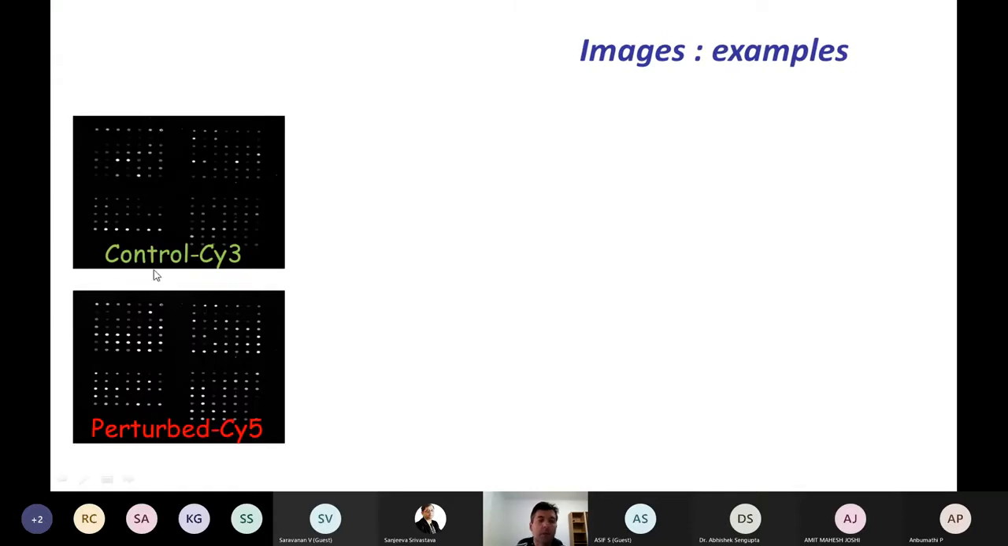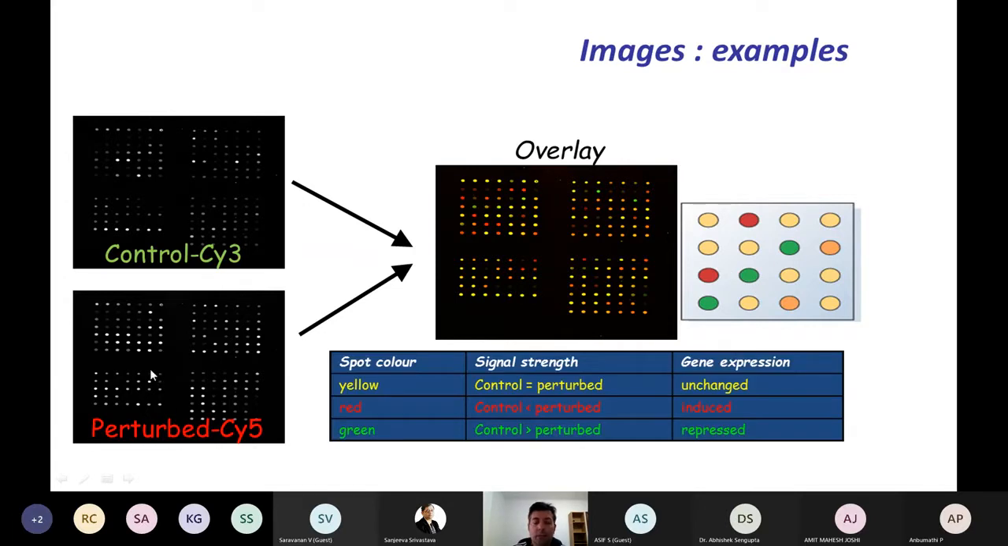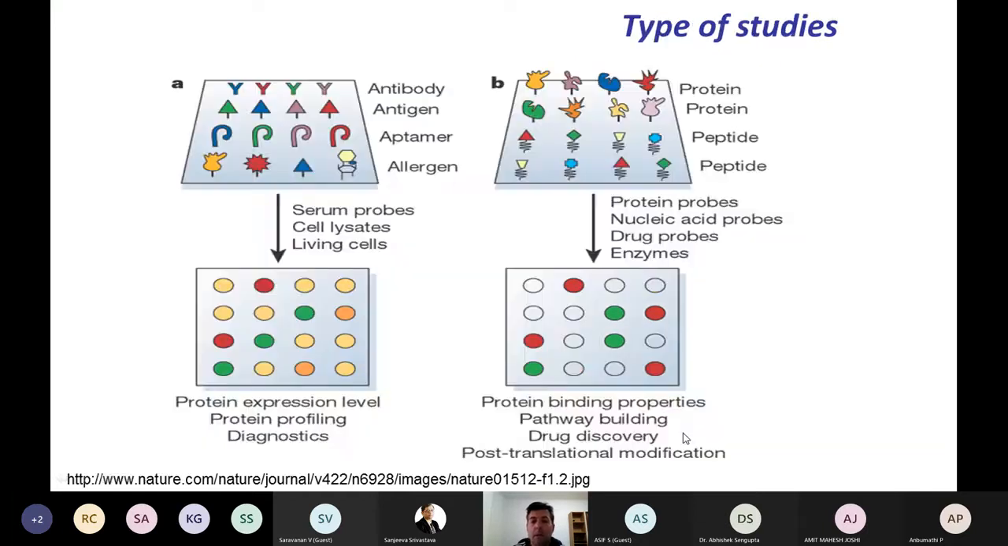This is a typical sample of a protein microarray image. This is the image scanned at 532 wavelength, the Cy3, and this is the image obtained with the Cy5 laser, the 635 wavelength laser. The overlay produces an image that usually contains three colors: red, yellow, and green. Red indicates that in the perturbed situation, we have induced gene expression or protein expression. If the protein remains unaltered in the control and perturbed, it will appear in yellow. And if it's repressed in the perturbed situation, it will appear in green.